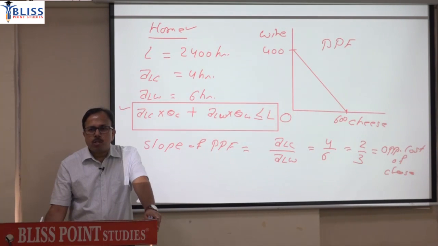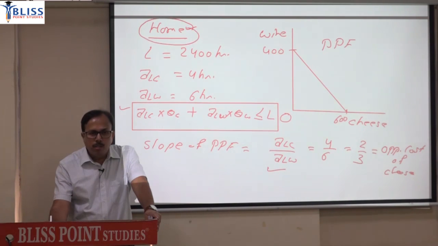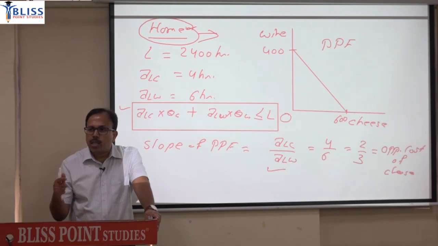So what will be the opportunity cost for wine? Just inverse of that. मतलब अगर हमने चीज़ का कैलकुलेट कर लिया, उसका इन्वर्स कर लेंगे तो वाइन के लिए कैलकुलेट हो जाएगा. Similarly, this is the calculation for home country. Similarly, you can calculate it for foreign country.